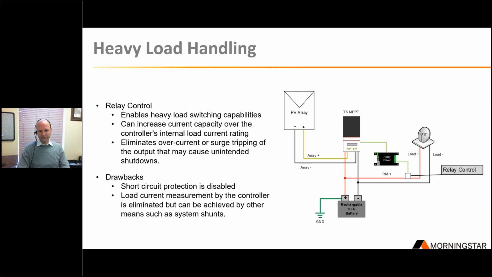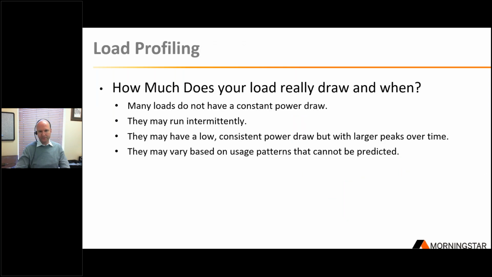The only drawbacks are, of course, you lose short circuit capability and you lose the ability to measure the load current being drawn because the controller doesn't have any visibility of that anymore. But there are ways around that depending on the system. So these are just a few options: soft switching and relay control that can be enabled. And we see sophisticated groups of these types of products in a lot of our larger industrial systems.